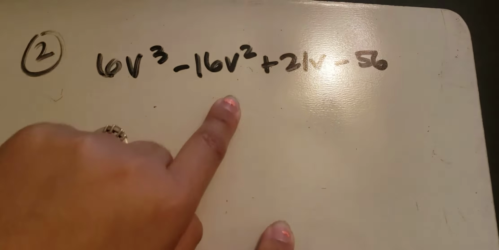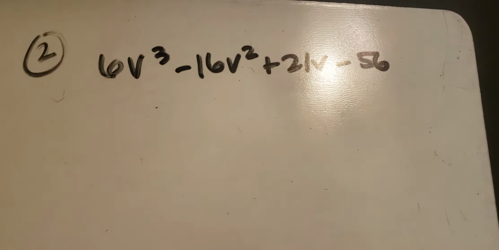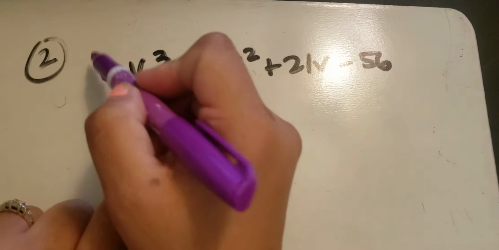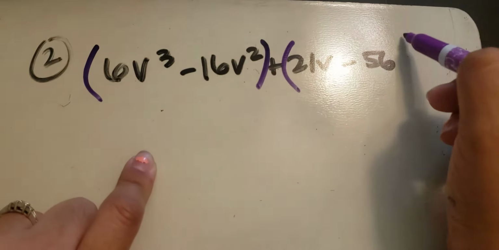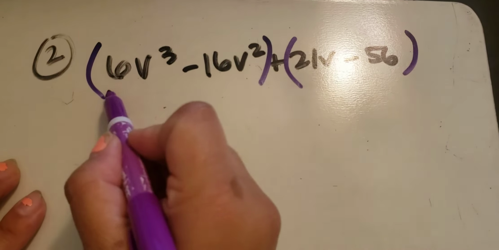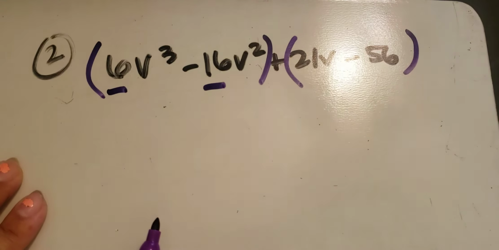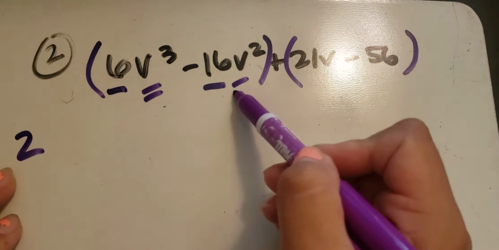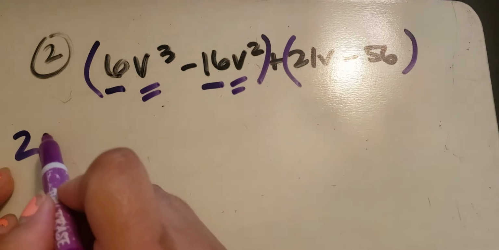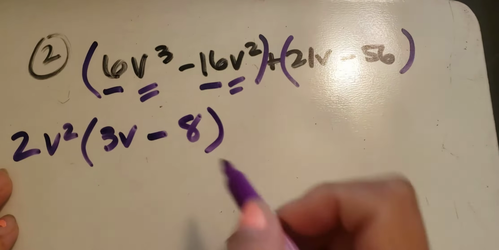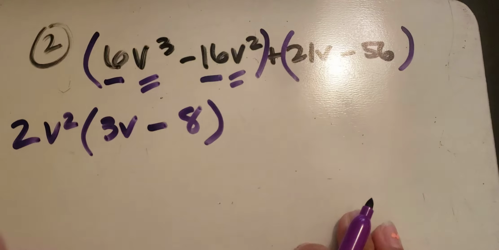6v cubed minus 16v squared plus 21v minus 56. Again, because there's 1, 2, 3, 4 terms, I know automatically I'm going to do factoring by grouping. So group them, and again, look for that GCF here. Between the coefficients 6 and 16, I can factor out, I believe, just a 2. And then between the variables, the highest one is v squared that they have in common. So what I'm left with is 3v minus 8. And again, there's nothing factorable here, so I'm done.